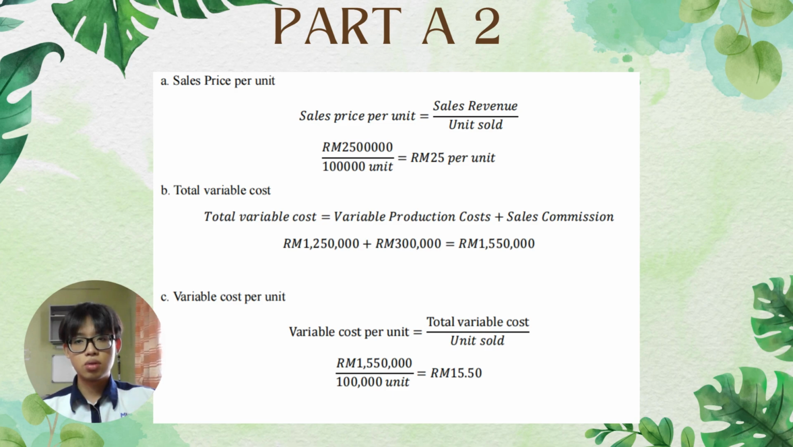To count the total variable cost, we will sum up all the variable costs, which are variable production cost and sales commission, and what we get is 1,550,000. To count the variable cost per unit, we just need to take the total variable cost divided by the units sold, and what we get is 15 ringgit and 50 cents.